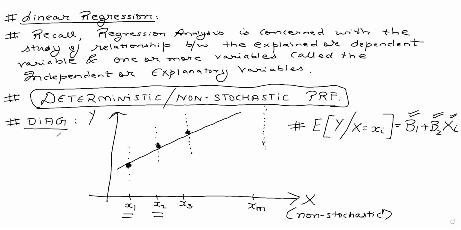On the other hand, guys, y is a stochastic variable. Why is it a stochastic variable? Because it itself has a probability distribution attached to it.